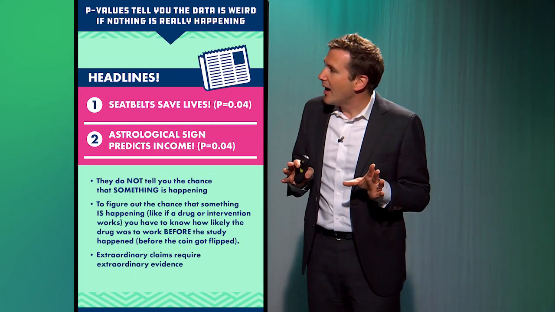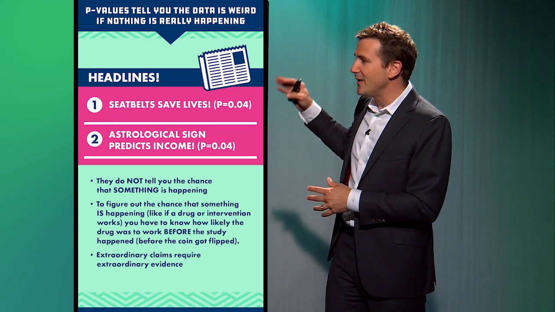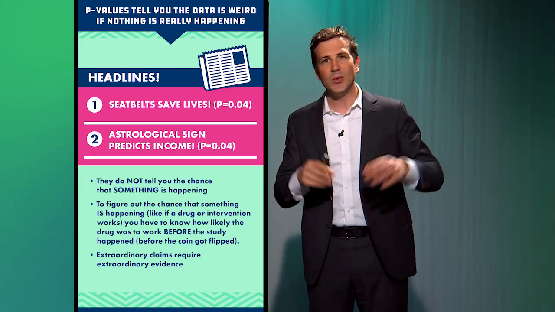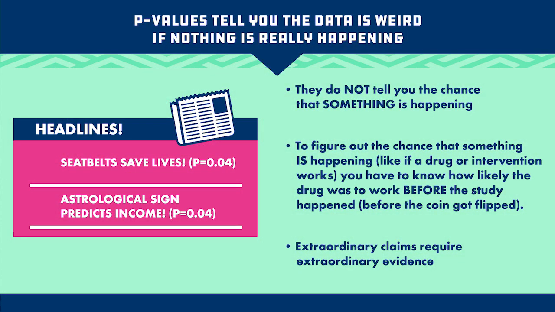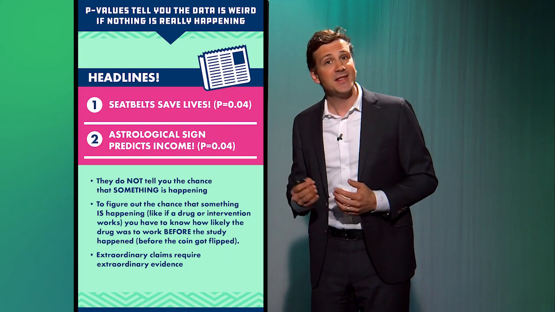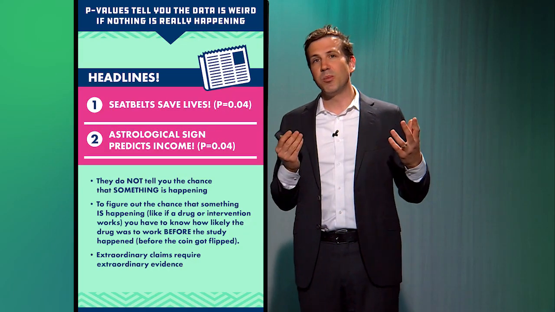Now, you'll see this in the headlines all the time. Here are two p-values that are the same, in two different headlines. One: seatbelts save lives, p-value equals 0.04, a statistically significant result. Would you believe this study that seatbelts save lives? So what's the null hypothesis here? Seatbelts don't do any good. The alternative hypothesis: seatbelts save lives. So they're telling us that the p-value is 0.04.